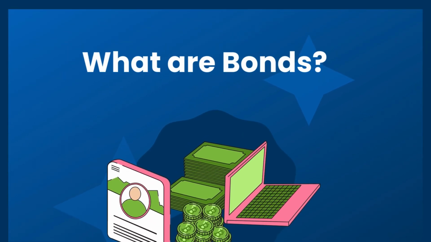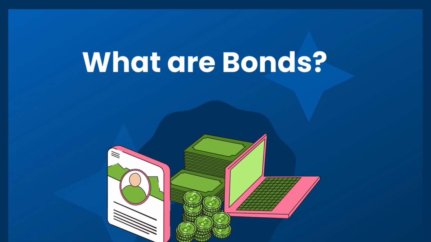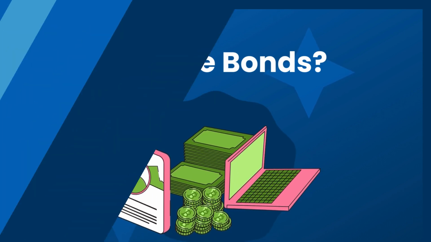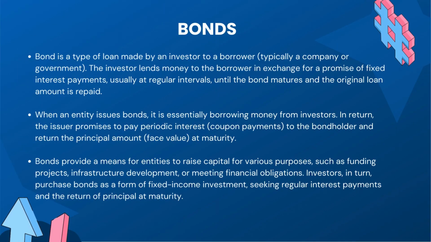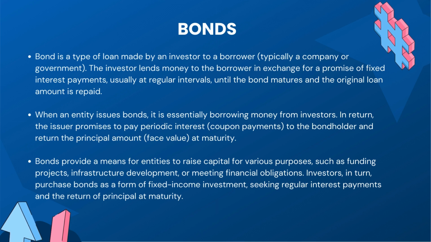What are bonds? A bond is a type of loan made by an investor to a borrower, typically a company or government. The investor lends money to the borrower in exchange for a promise of fixed interest payments, usually at regular intervals, until the bond matures and the original loan amount is repaid.